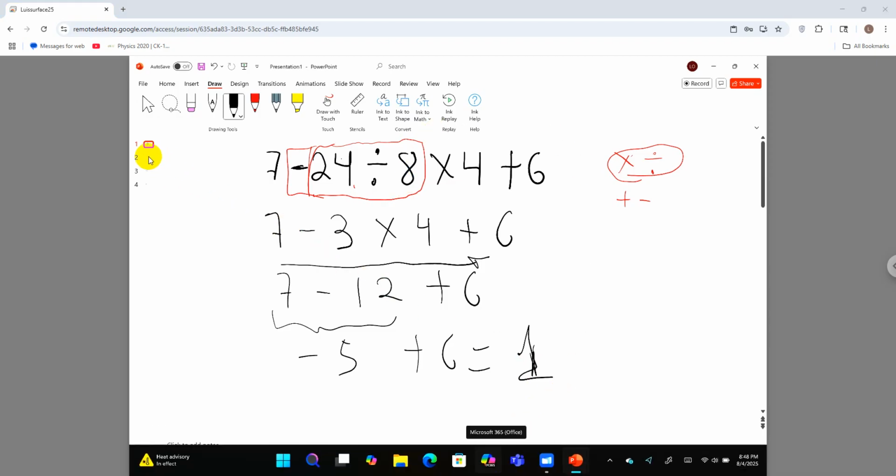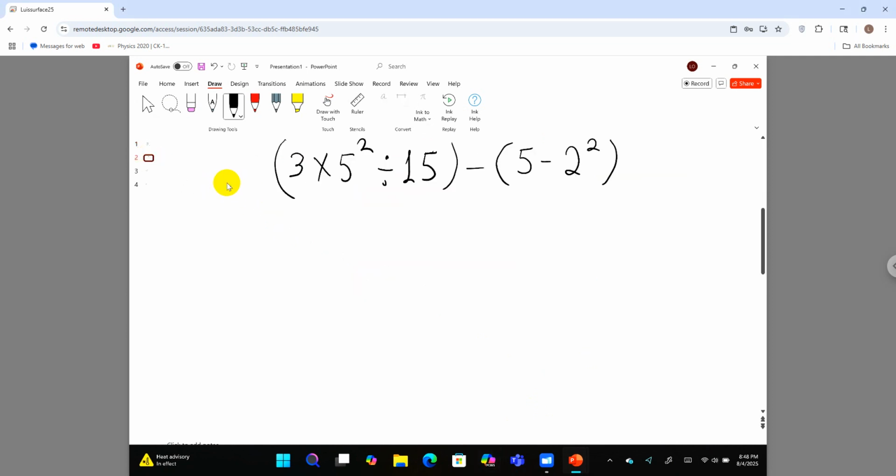Okay, so now we go into the next problem. Here in this problem we have exponents, division, parentheses. So parentheses have to be performed first. So we have to work on these parentheses and on these parentheses independently first. Now inside the parentheses we have to follow the order of operations as well.